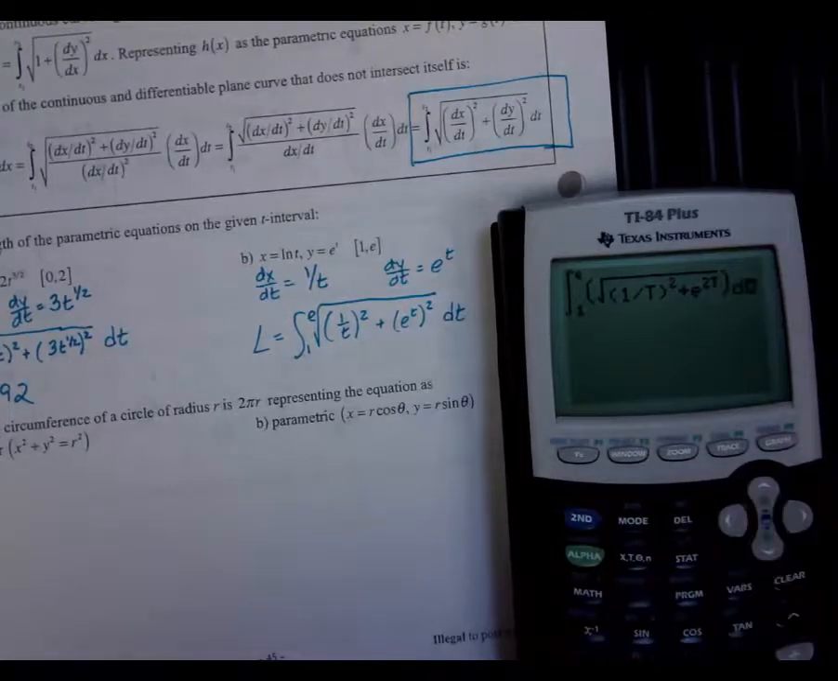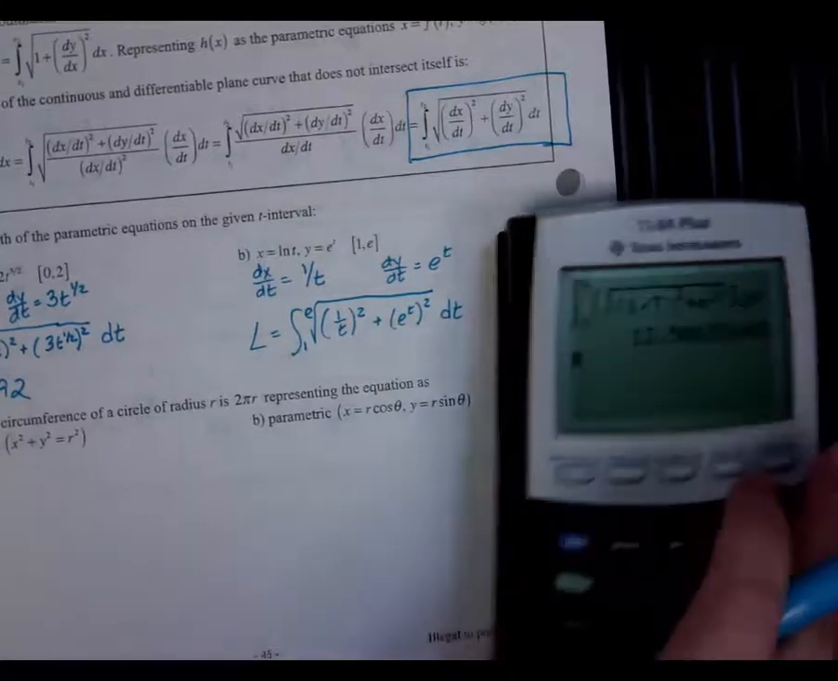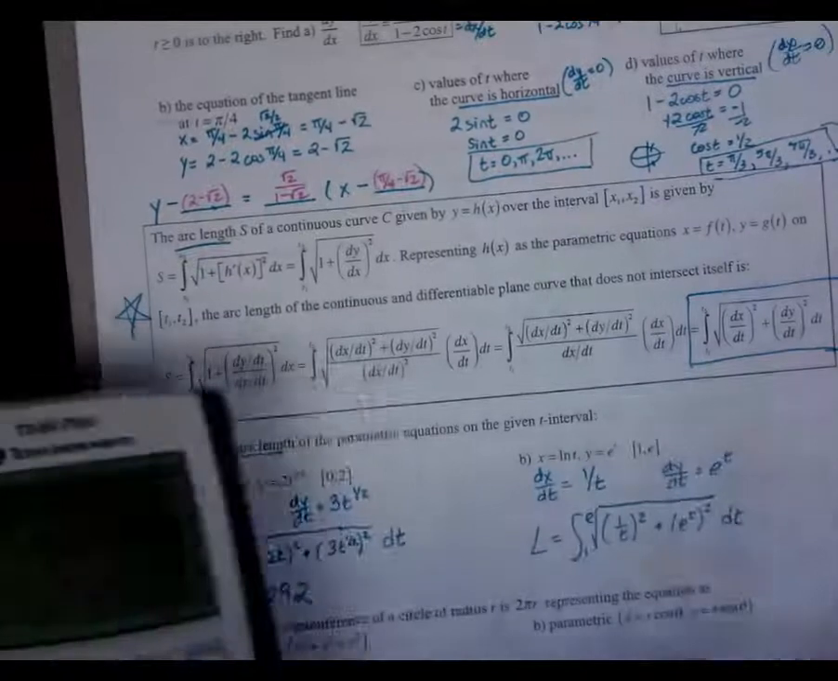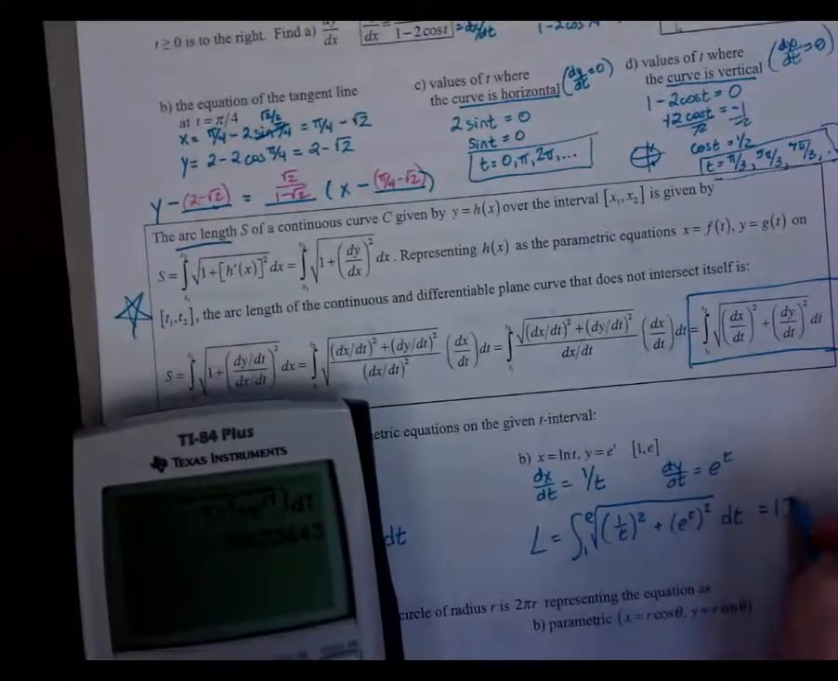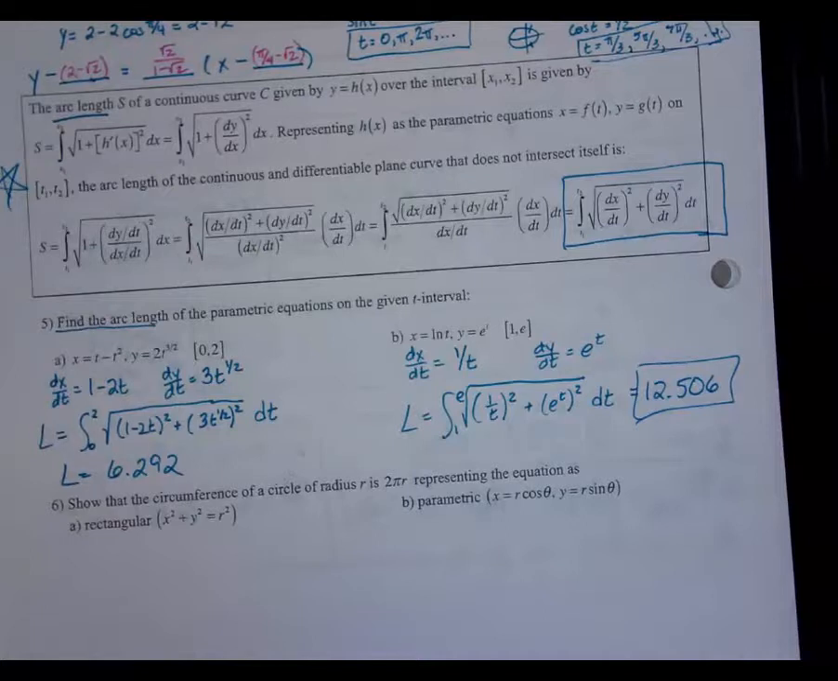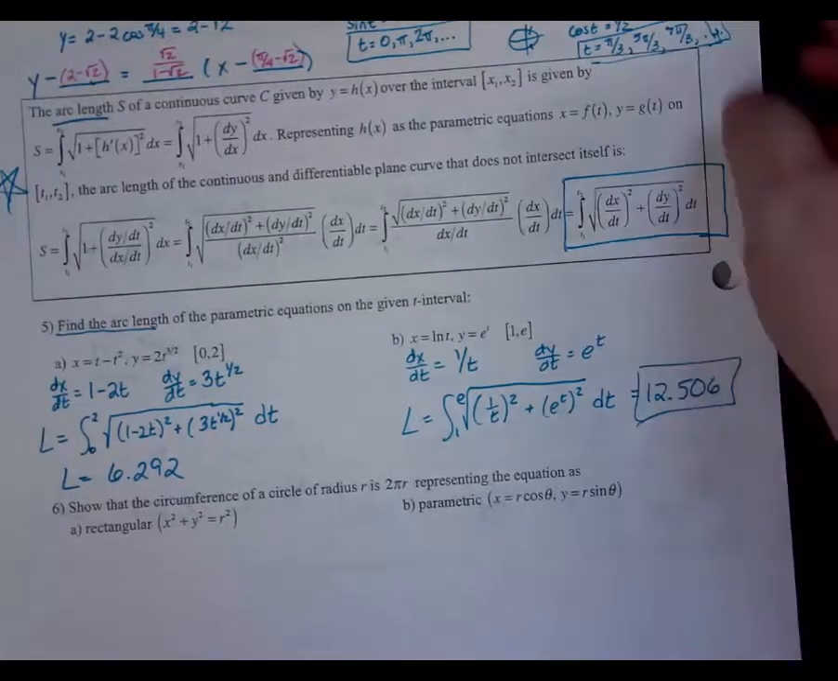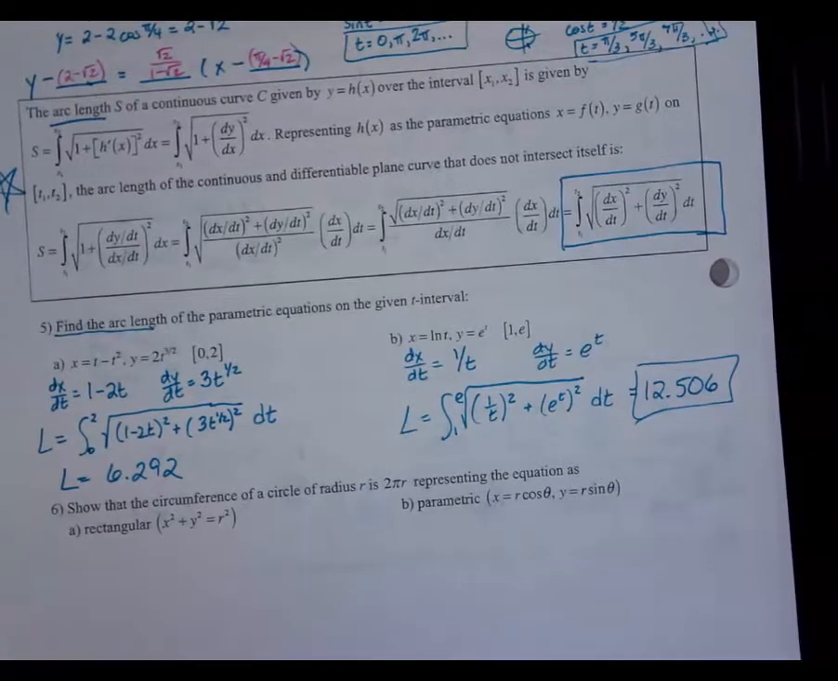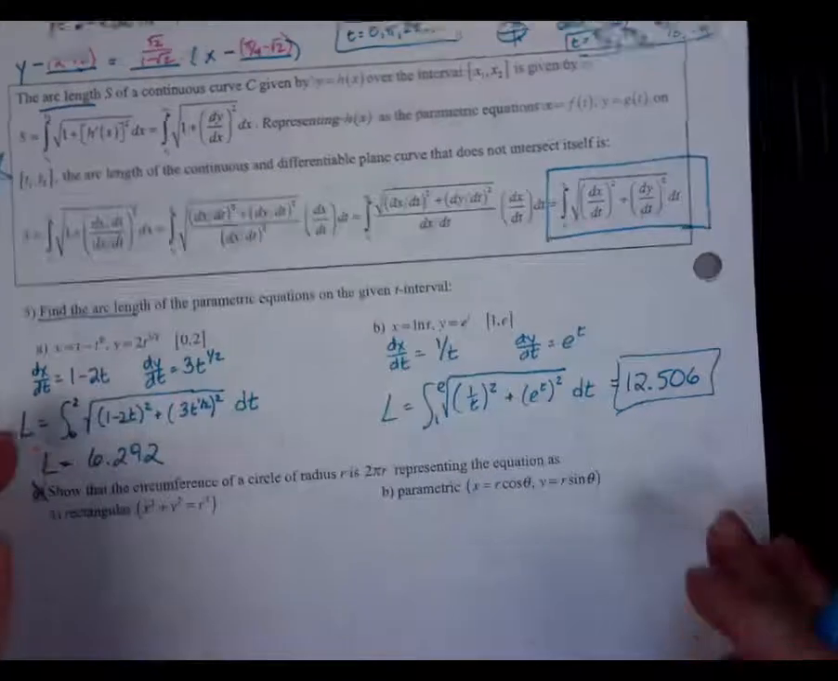12.51. Let's see. 12.506. Yay! We love it when we get the same answer, right? Any questions on this problem right here? Are we good on this? So we can do arc length. 506 or 507, either one. Okay? We are going to skip number 6, and we are going to move on to the back.